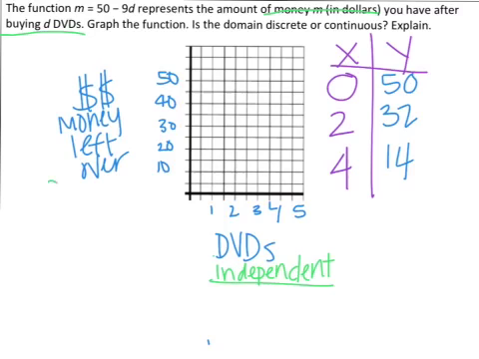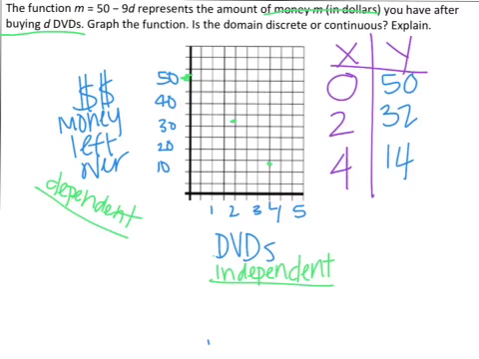Now, the dependent variable, it depends on how much money we have spent on our DVDs. So the money left over is dependent upon how many DVDs we buy. So that's why it's our y-axis. That's why it's the dependent variable. That's why it's our output, our range. So we have those labeled. Now we're going to plot our points. So at 0, we go to 50. At 2, we go up to 32. And then at 4, we're going to go up to 14.